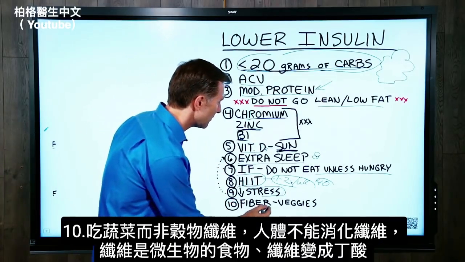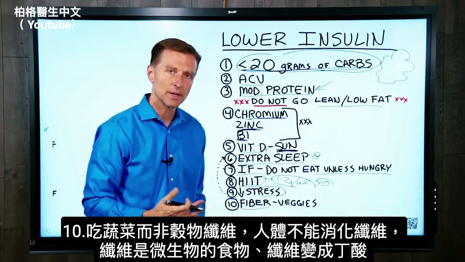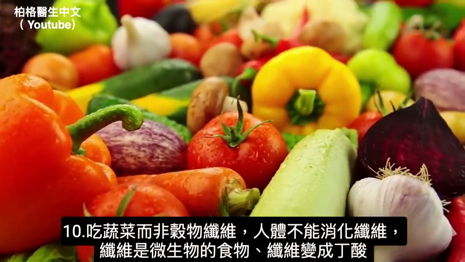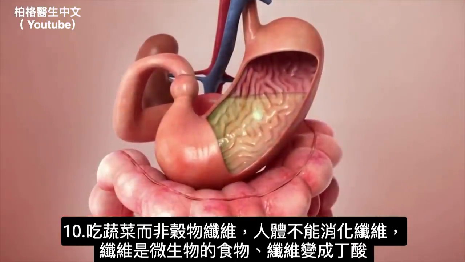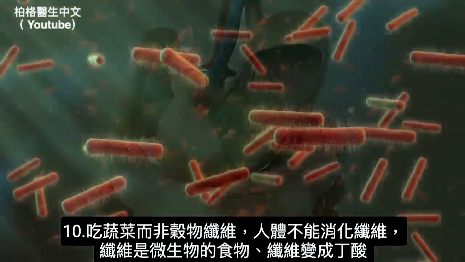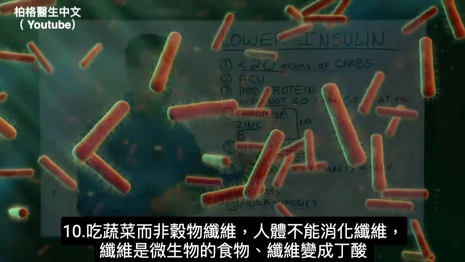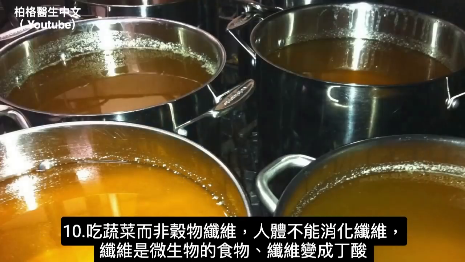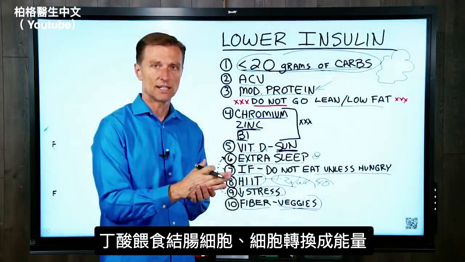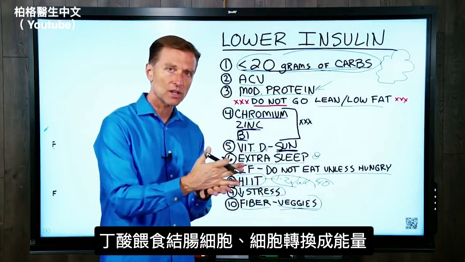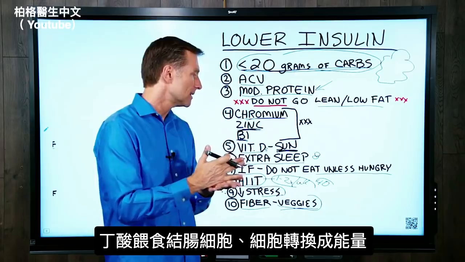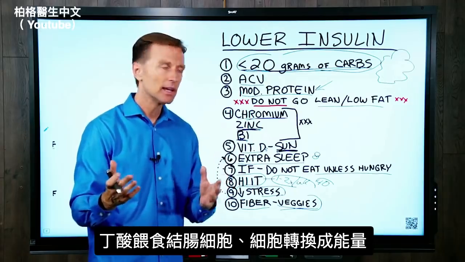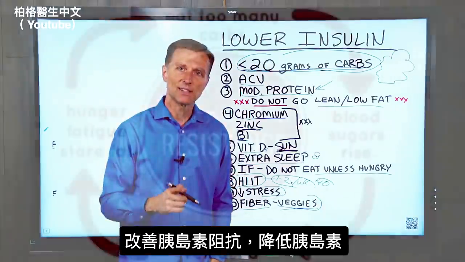And then lastly, fiber, but not from a fiber supplement, not from grains, from veggies, okay? Here's the thing, you can't digest the fiber. The fiber acts as food for your microbes, and they convert that fiber into what's called butyric acid, which then does two things. It feeds the cells of the colon, giving your body energy, okay? And it also helps insulin resistance.